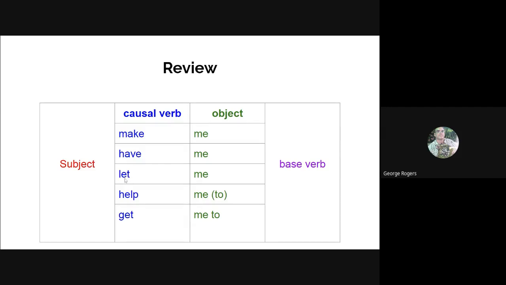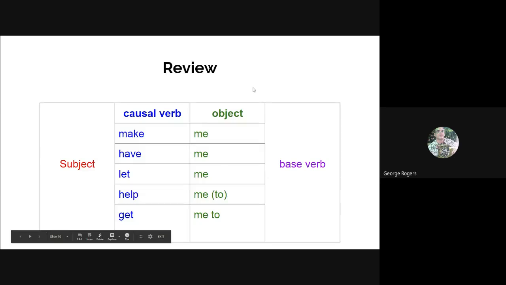Let is again allow or give permission. Help is to do some of the work. Somebody's doing some of the work to help somebody. You've got the optional to. And get is, again, they said it's a lot like make, but it's more persuade, beg, or convince. Like you logically explain to them that this is a good thing to do.